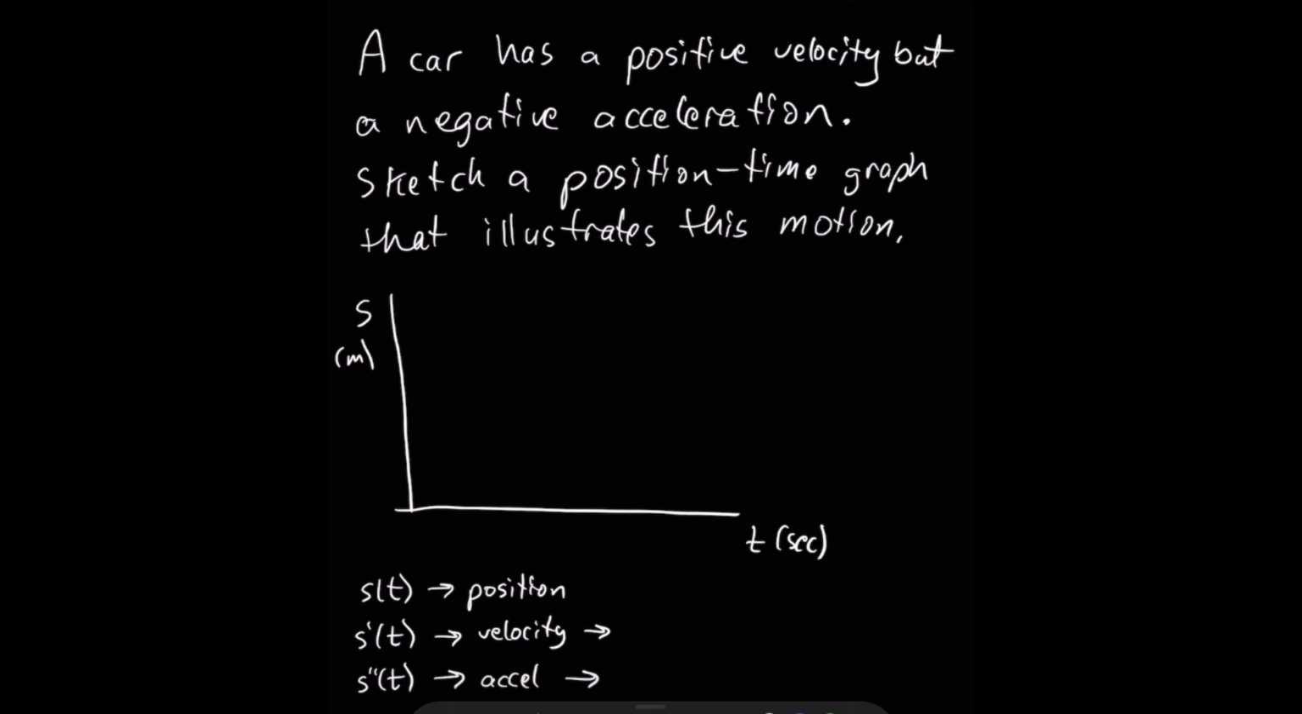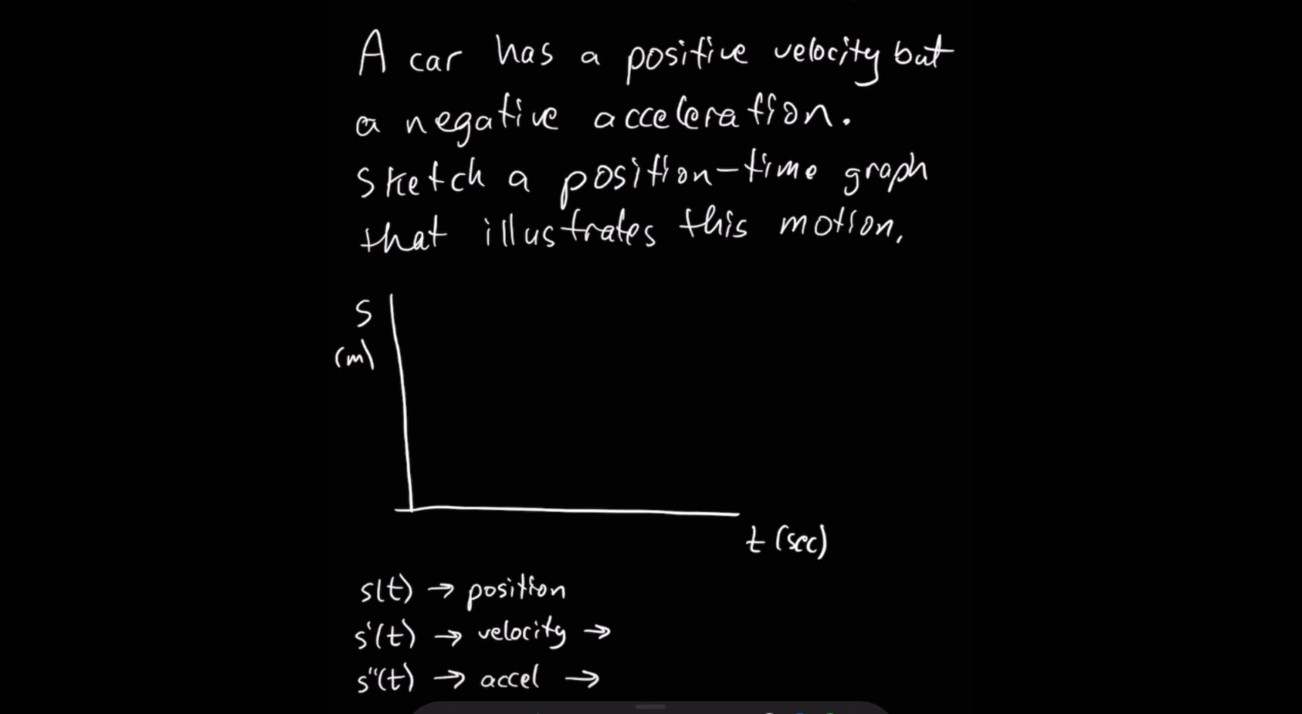This is a short supplemental video just working through an example problem of how do we sketch or select the appropriate position time graph when we only know information about the velocity and the acceleration. So let's work through our example problem. Let's discuss the meaning of the first and second derivative in these situations and how I can use that to make a rough sketch of my position of my object versus time.